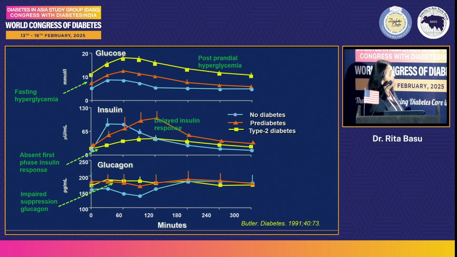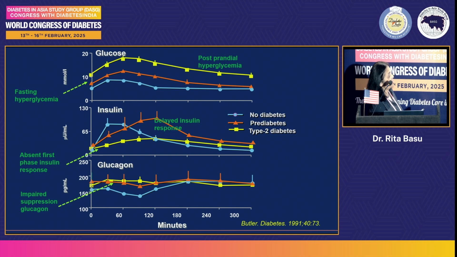There's no diabetes, which is in blue. There's prediabetes in orange. And there's yellow, which is people with type 2 diabetes. So if you look at the fasting state, not surprisingly, this is normal sugar, this is elevated somewhat, and this is very high. 10 meaning about 180 milligrams per deciliter fasting.